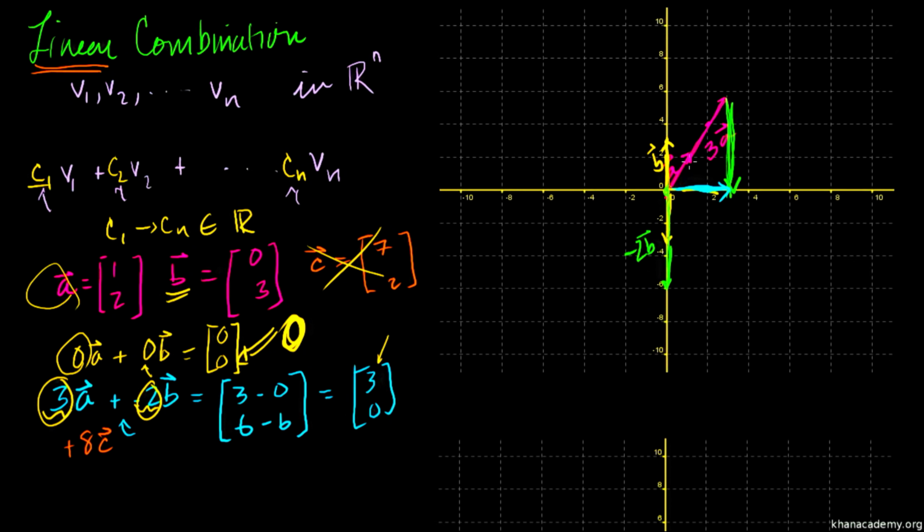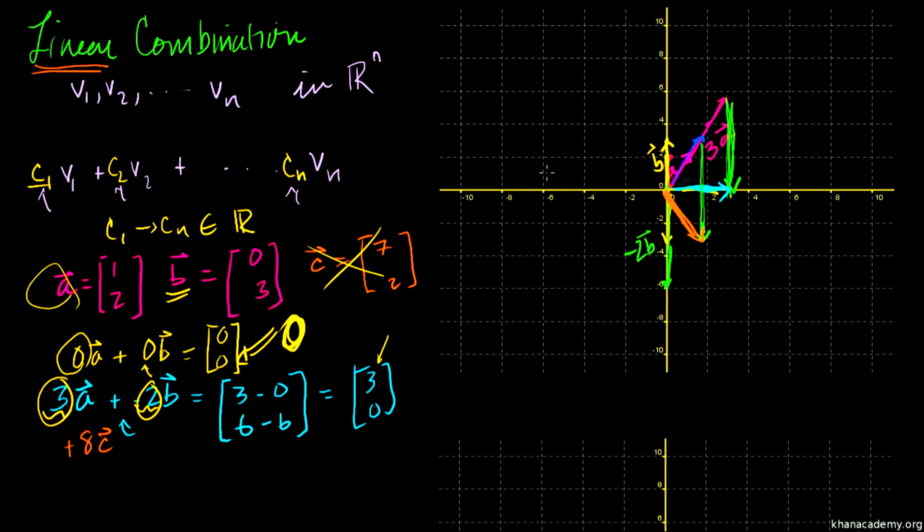I could have, instead of multiplying a times 3, multiplied a times 1.5 and just gotten right here. So 1.5a minus 2b. Minus 2b would still look the same. It would look something like this. And so our new vector that we would find would be something like this. So I just showed you I could find this vector with a linear combination. I could find this vector with a linear combination.